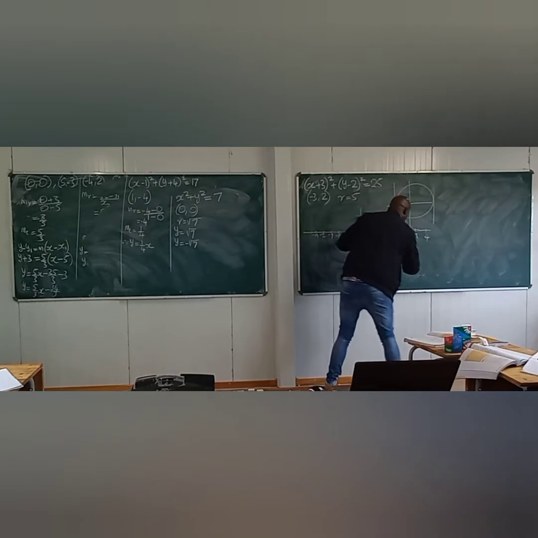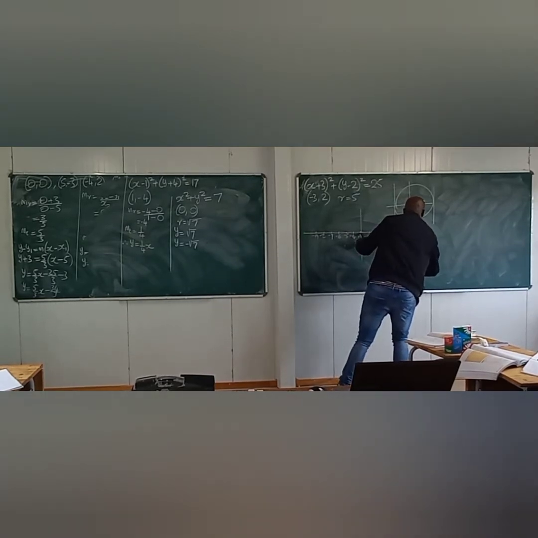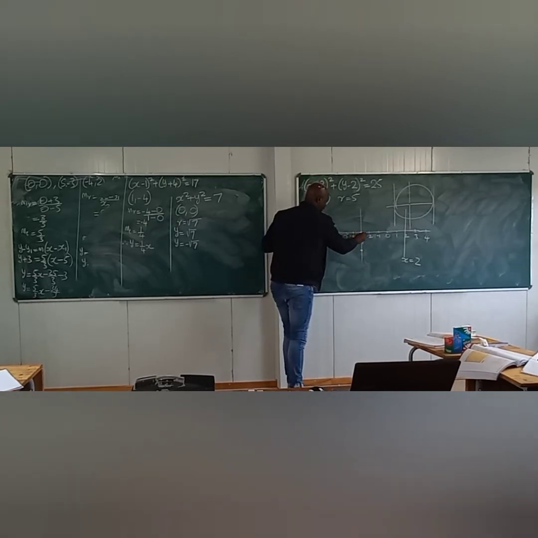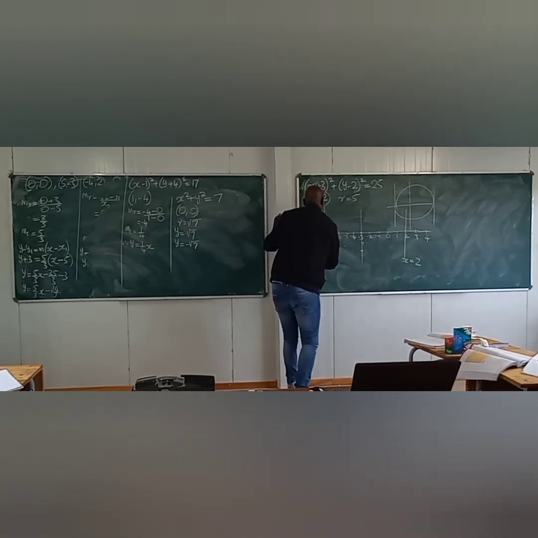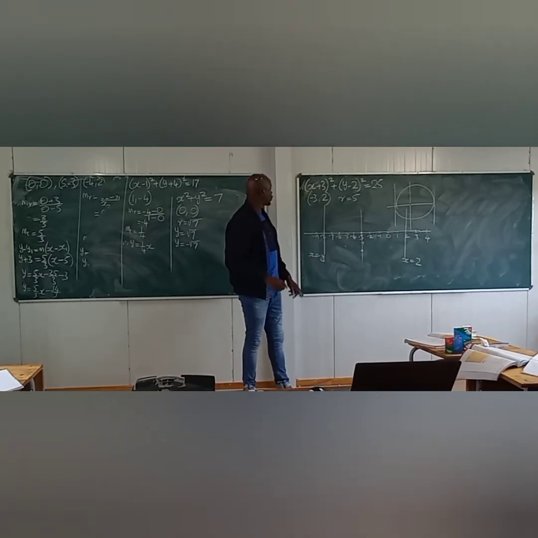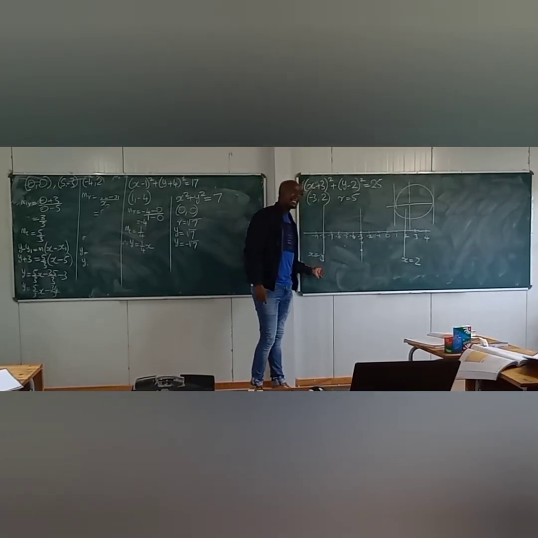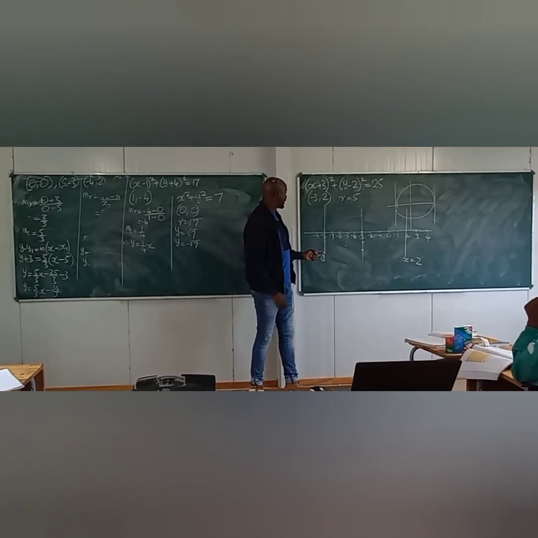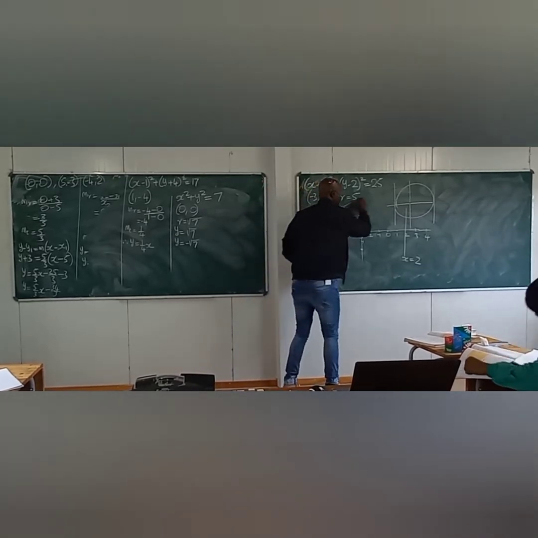So this is the line x equals 2. Counting the other way, 1, 2, 3, 4, 5, gives minus 8. This is the line x equals minus 8. So these are the lines being tangent.